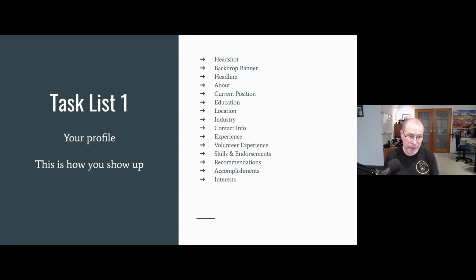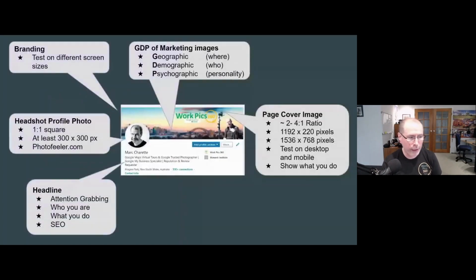That's really what the difference is. So when we actually design a profile, here are some of the things that I like to look at. The basics of your profile are at the top of the page. The first thing that people will see when they click on your name and want to learn more about you is your headshot.